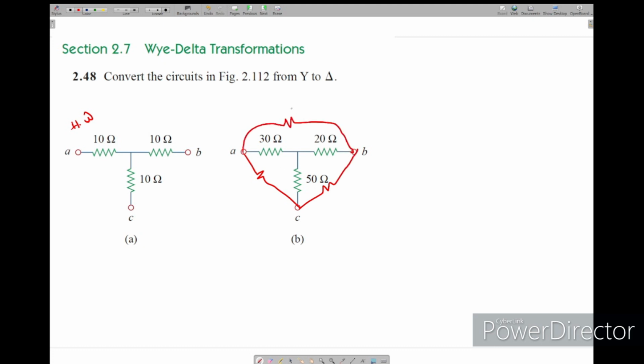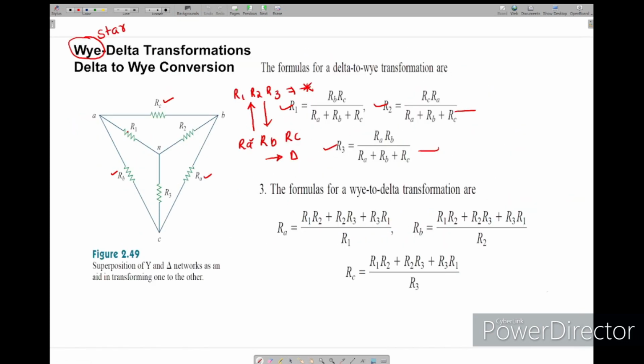Star is given, you have to find the delta. I will take this RA, RB, RC, or you can take R3, R2, or R1. The values are not fixed. So what I mean to say is, if you learn these formulas by heart, you will get confused about this R1, R2, R3 and RC, RA and RB. What I have to put, whether I have to take like this or that, you will get confused. So that's why I'm not using any formula, directly I will apply here.